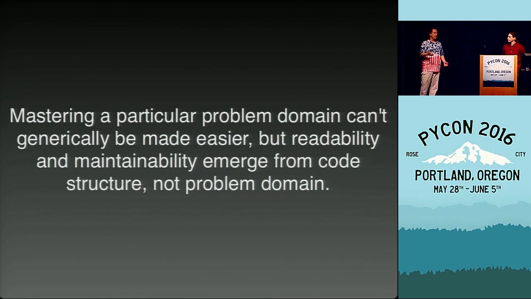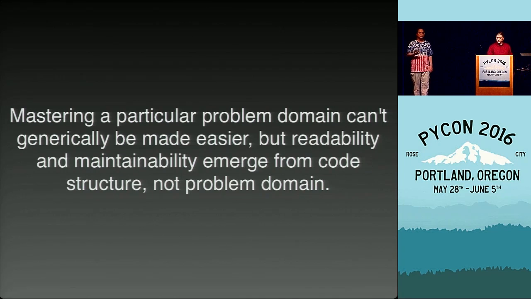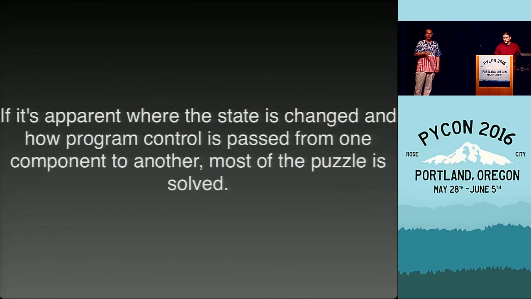But fortunately, most of the problems that come with readability, and most of what comes out of good readability in code, comes from code structure, not problem domain. In particular, we think that the two big challenges of readability, the two big objectives of readability, are understanding how state is maintained and changed throughout your code, and understanding how program control is passed from one system to the next. So if those are apparent, the code is usually very readable.